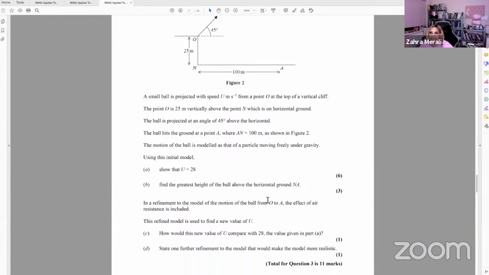So now we're taking air resistance into account, but we still want to end up at the same point. So now we've got resistance, but we want to end up with the same point as before, which means we need our speed to be greater to start with. So here you're just saying your new value will be greater than 28. And a further refinement would be the spin of the ball, the size of the ball, the shape of the ball, anything to do with the fact that you've modeled the ball as a particle.